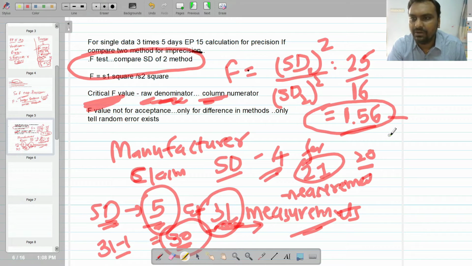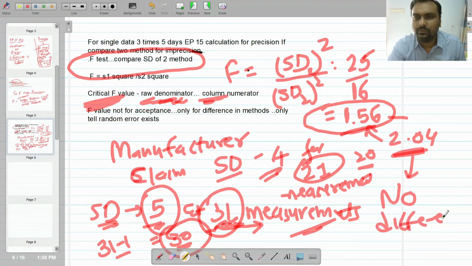So the critical F value is 2.04 and our value is 1.56, which is less than the critical F value. So there is no difference. There is no difference between the two methods. So there is no imprecision and there is no random error.